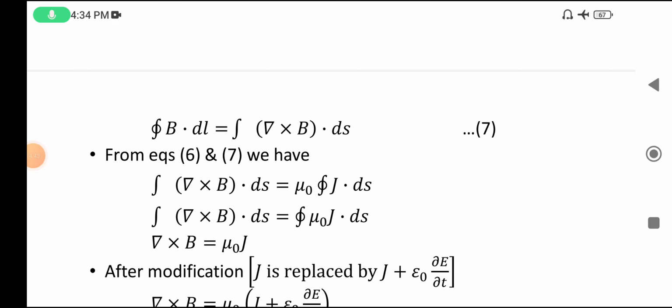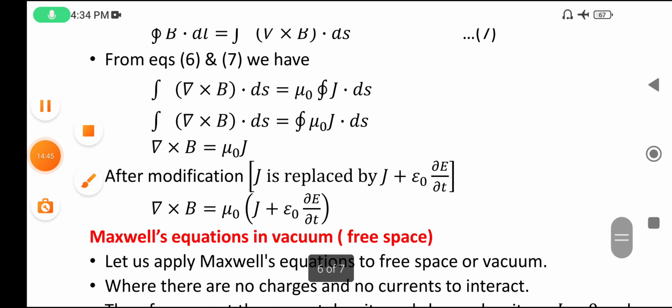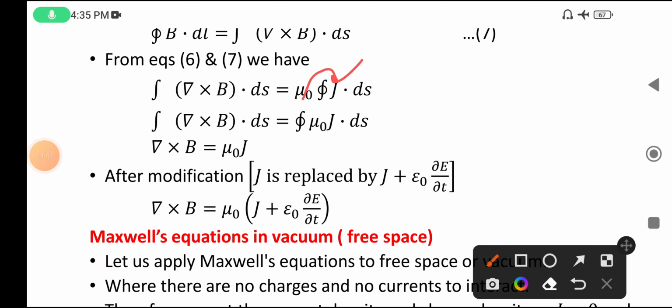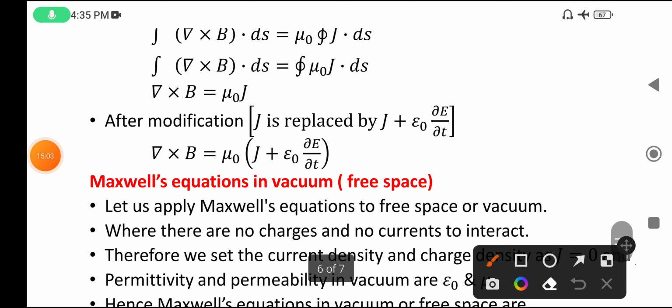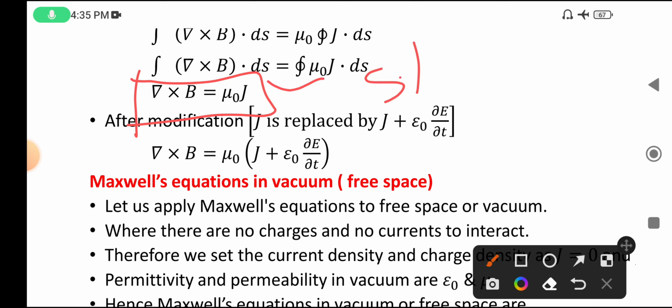Now keep it like this, without doing anything, but simply multiply this mu naught inside, then it becomes mu naught into J. Now see, ds cancels, the integration cancels. In the place of del cross B, what you have is this. So del cross B is equal to mu naught into J, but it is not modified. It is valid only for steady or static current.